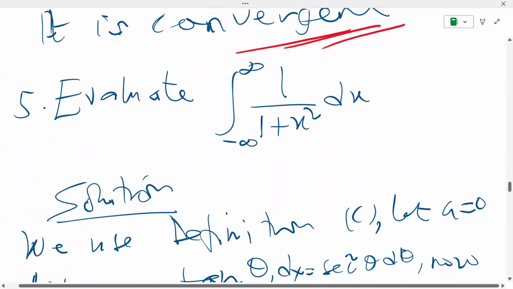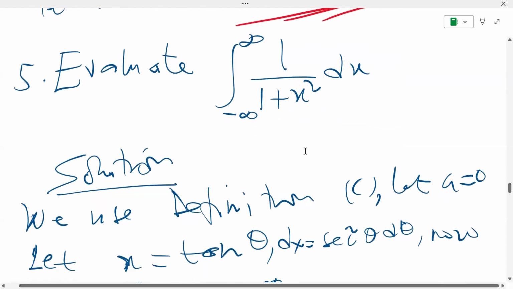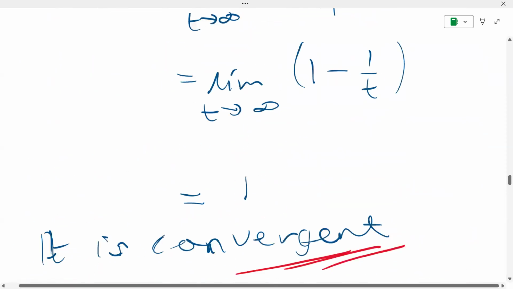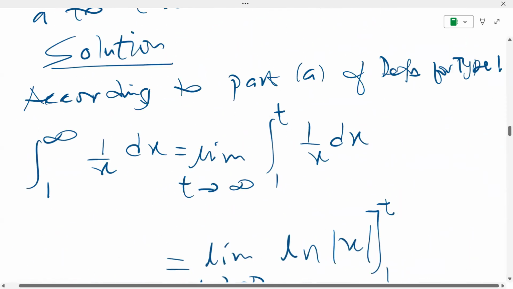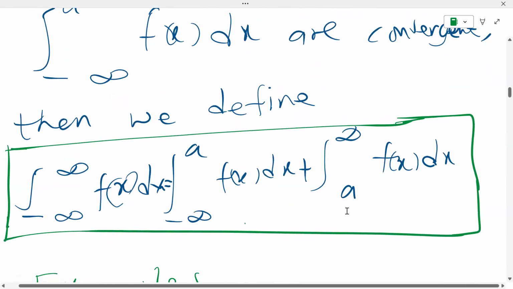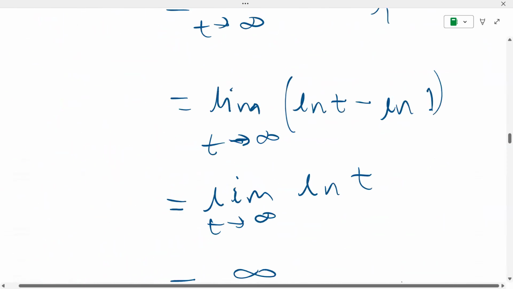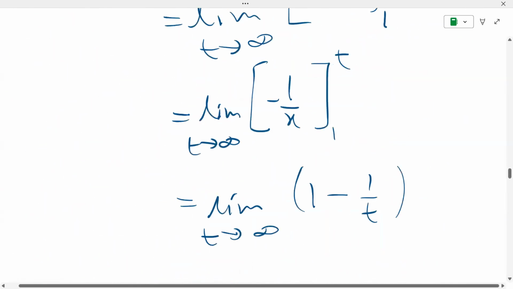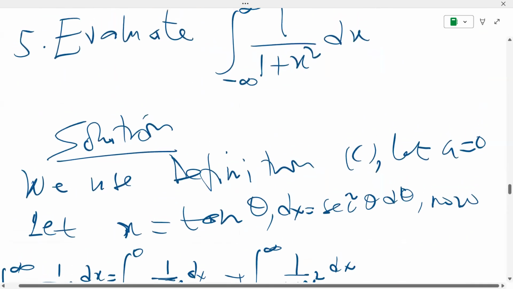We want to evaluate the integral running from negative infinity to positive infinity, 1 on 1 plus x squared dx. So we are going to use the definition in C. Over here, we'll split it. So let our A be equal to 0. Let's go back to the definition at C. So we want to pick out A to be 0, and that's between negative infinity to positive infinity. Fantastic. So let's go back to the question.